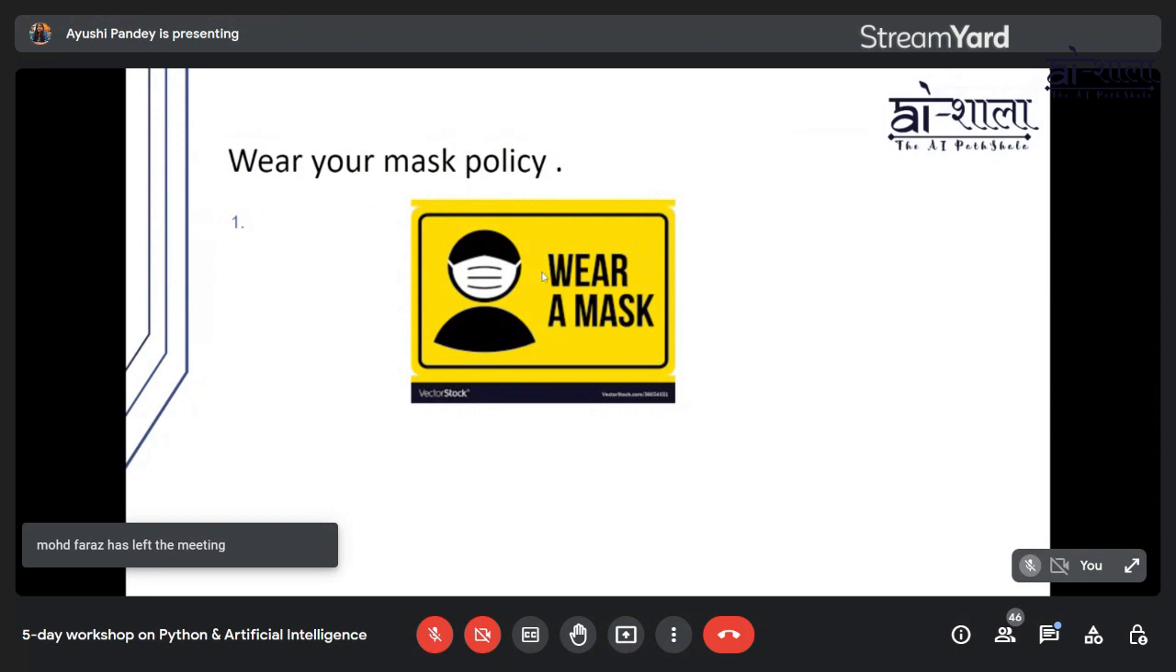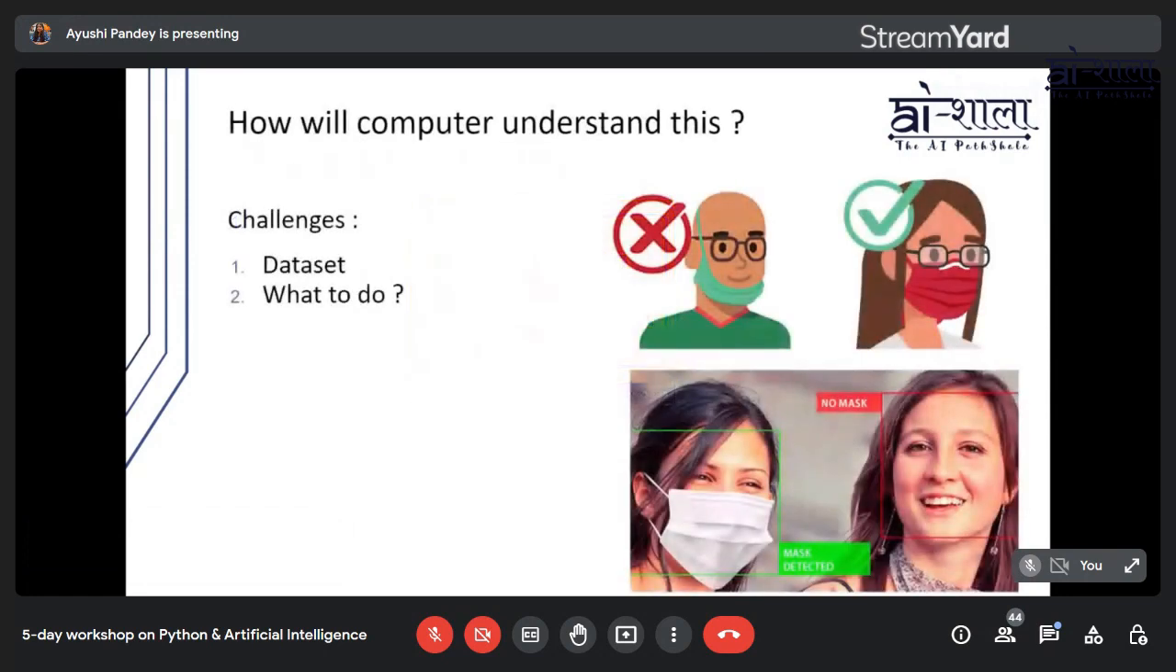So what happened? Your institution wants to implement a wear a mask policy, but people are not doing it, and they can't deploy so many people to check. So they have put a system. So how will that system understand? This question is one of your homework questions for you to do, like how will it work. I will tell you what can be the database and all, but you have to do it on your own.